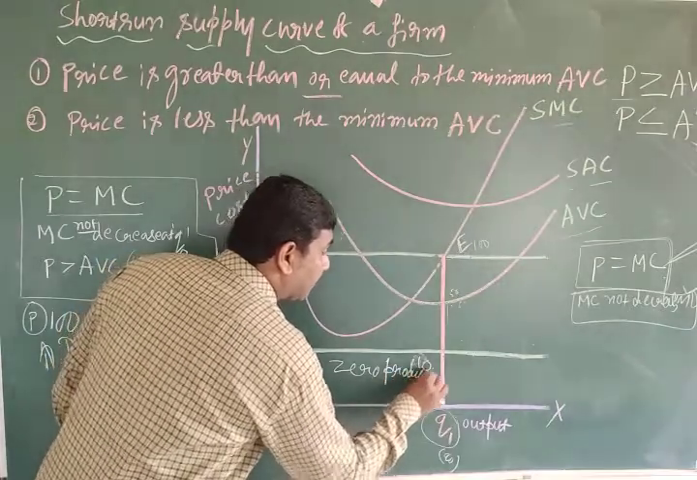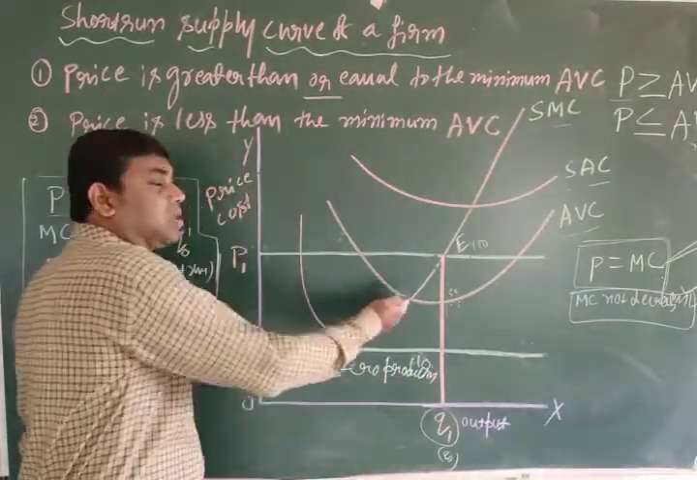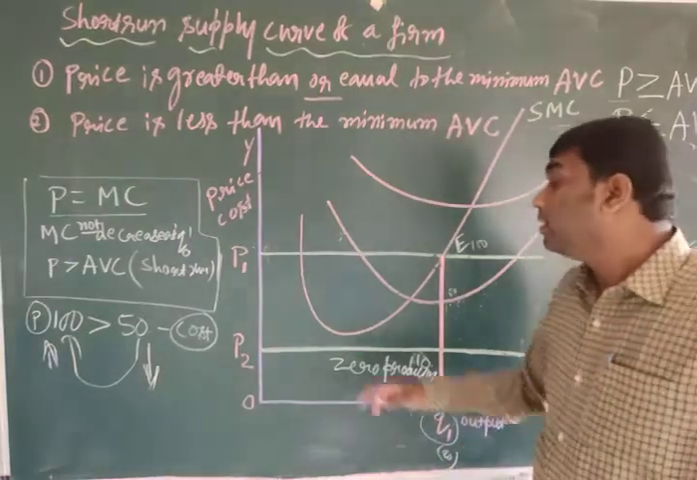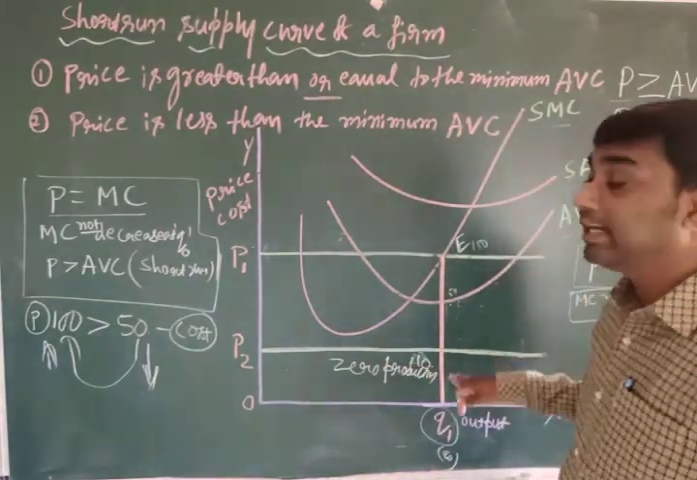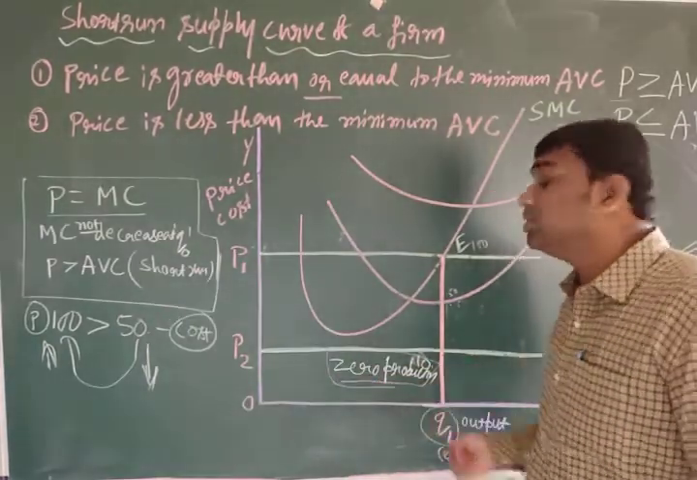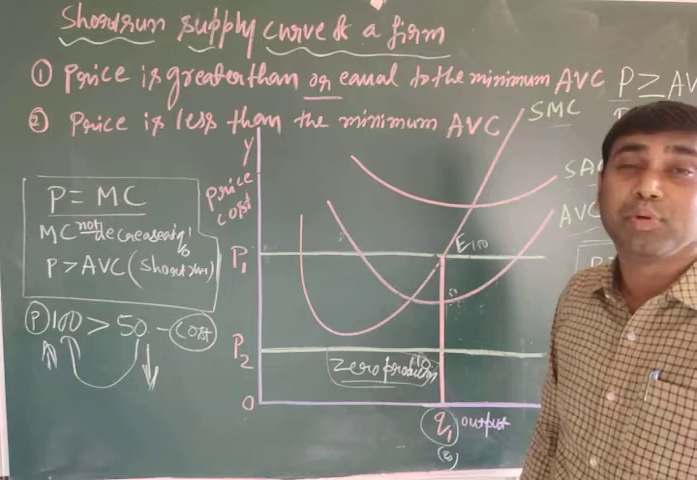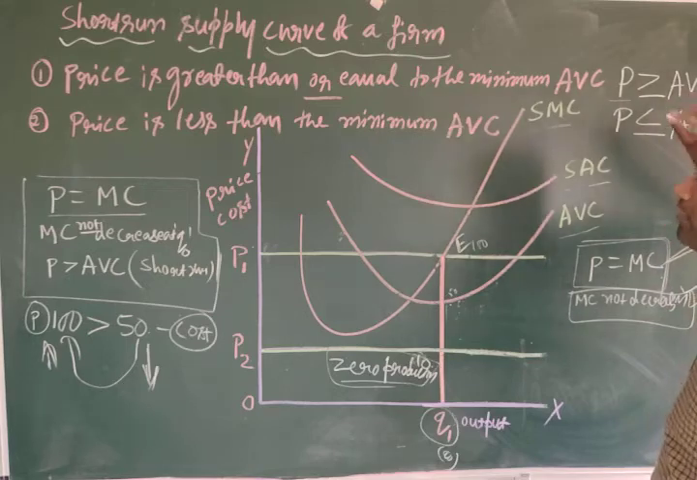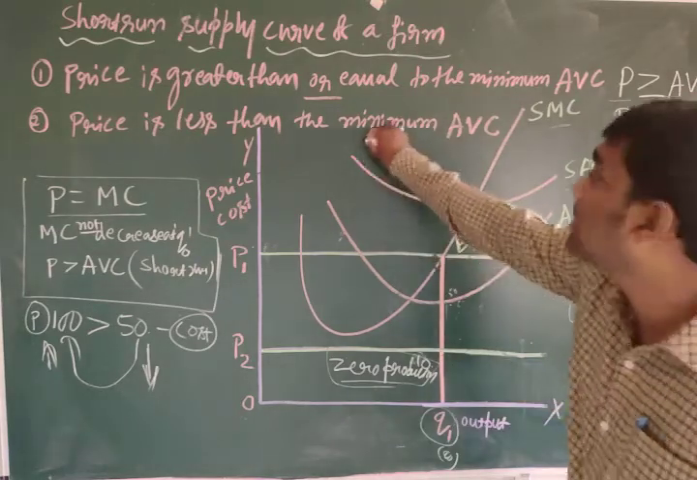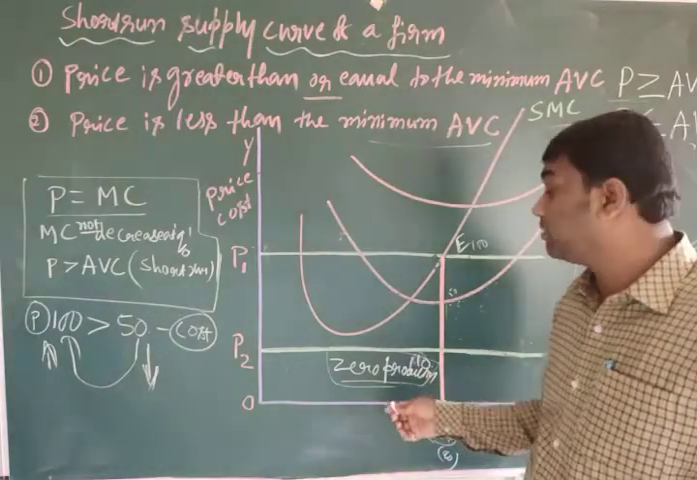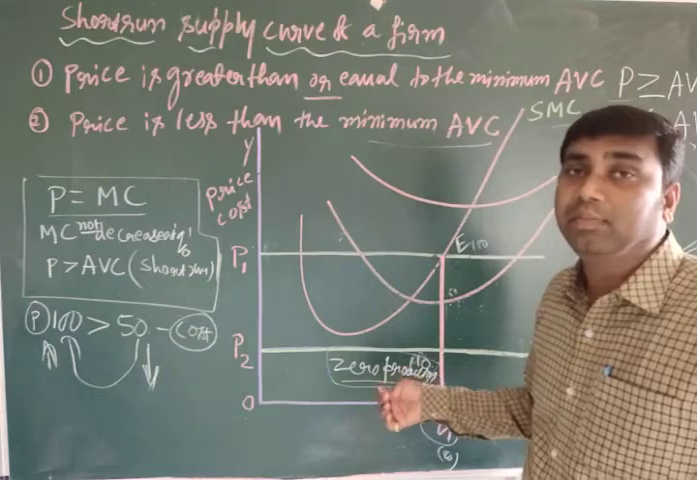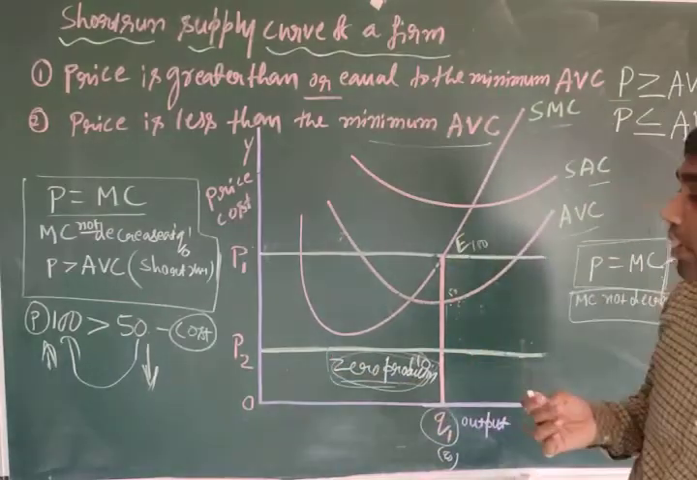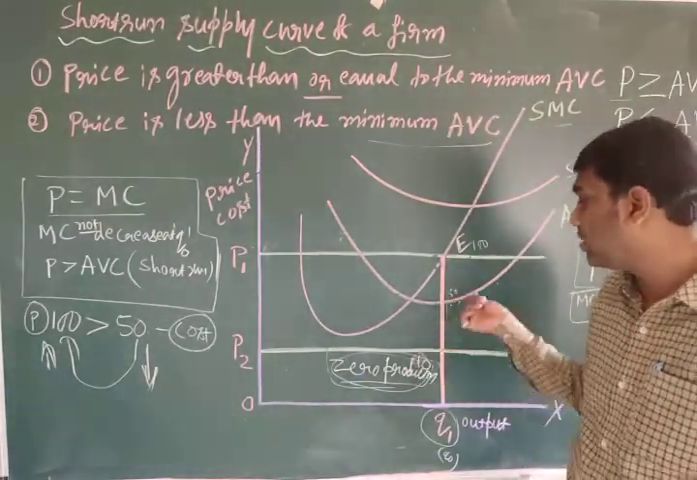Zero production. Why? Because price is less, cost is more. Is any firm ready to produce goods and services? No, never. It's highly impossible. So that's why when price is less than the minimum AVC, that is zero production. No firm produces goods and services. This is clear. So when the price is greater than the minimum AVC, that time only the firm will get the profit level. When the price is less than the minimum AVC, it is highly impossible to get the profit, because no firm is ready to produce goods and services. Why? Price is less, cost is more.